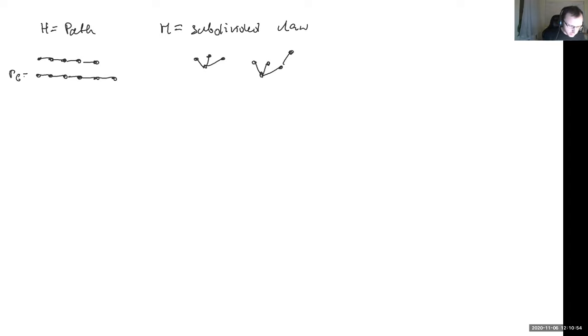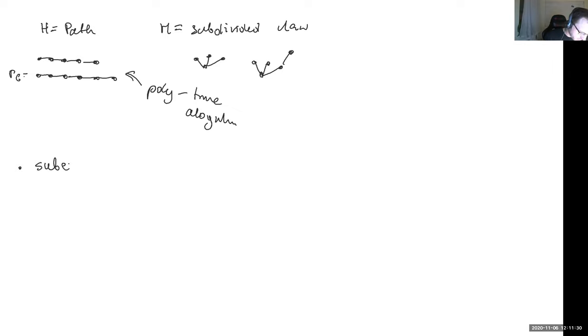And in my talk, I will focus on the case that H is a path. So I will not discuss subdivided claws. Well, this is all we know when it comes to polynomial time solvability. But if we are a bit more modest, if we ask for some weaker variant of efficiency, we can do something. And I want to mention two results.